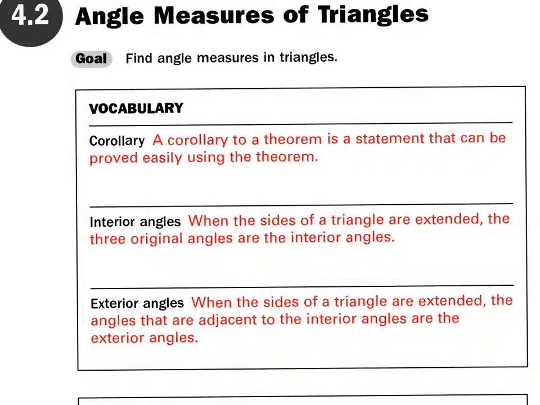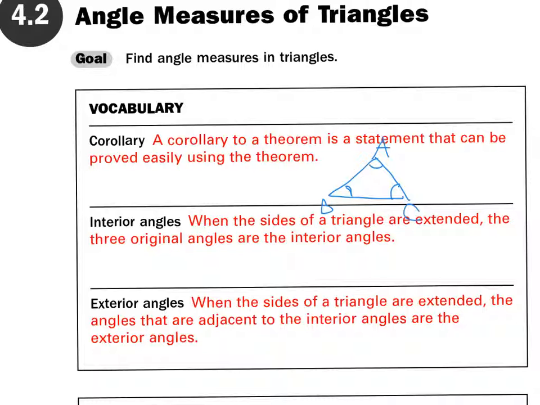Interior angles is what everybody is accustomed to. If we have a triangle, let's say I have a triangle ABC like that, all these three angles inside the triangle are interior angles, because they're inside the triangle.